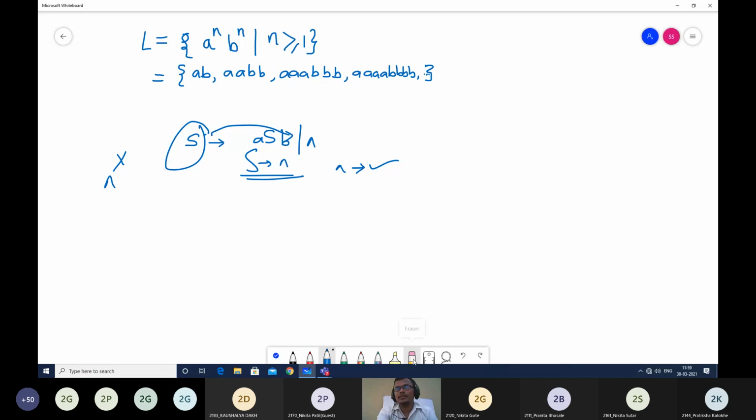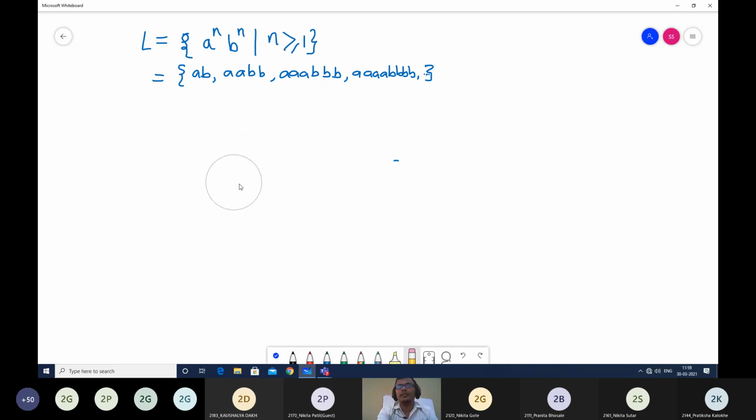So in that case, this particular thing will not work, right? See how we write the grammar for this. No doubt we require recursion for A and B, because for every A I have a corresponding B.